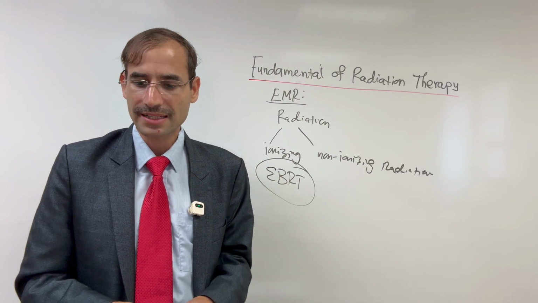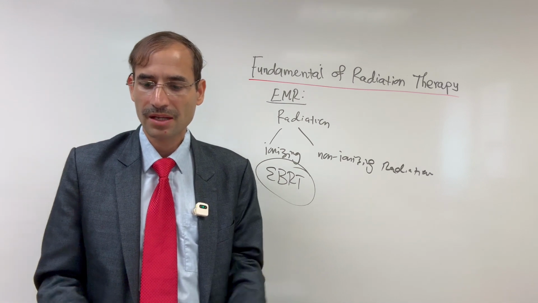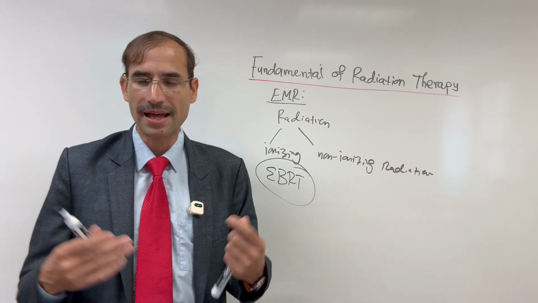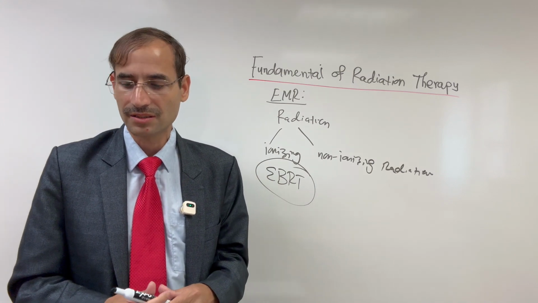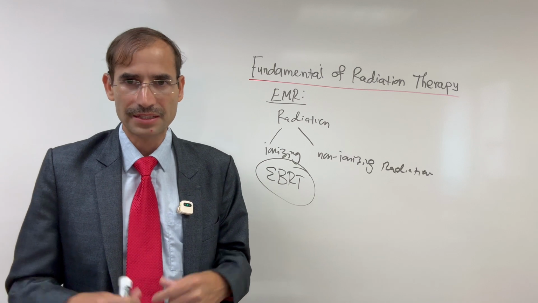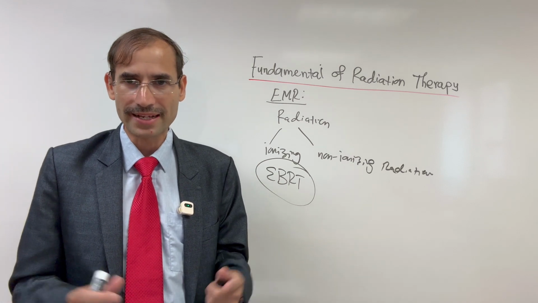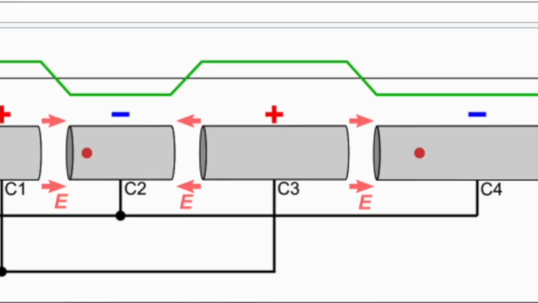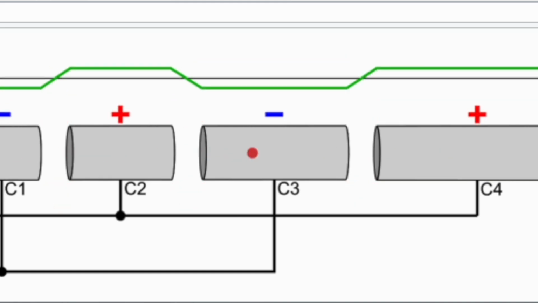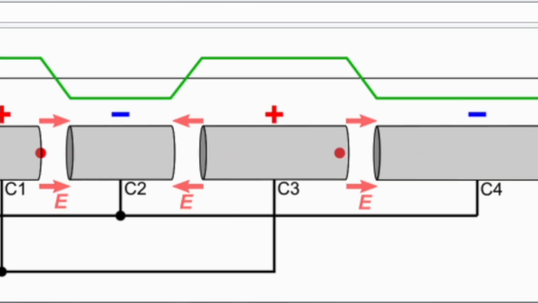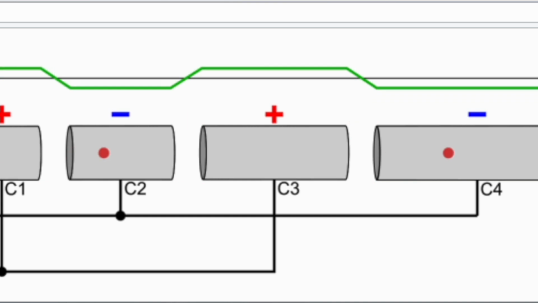So we use the X-ray with 6 megavolt, 10 megavolt and 15 megavolt to treat deep-seated tumors. In some instances, we have to use electrons, for example for superficial tumors, maybe the skin, maybe the breast, or maybe the chest wall.